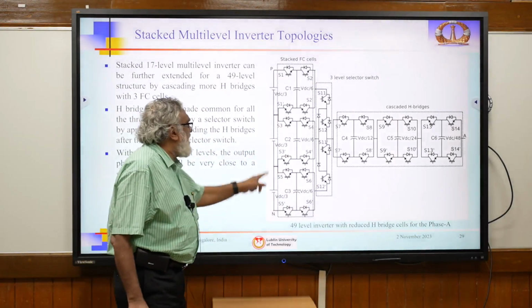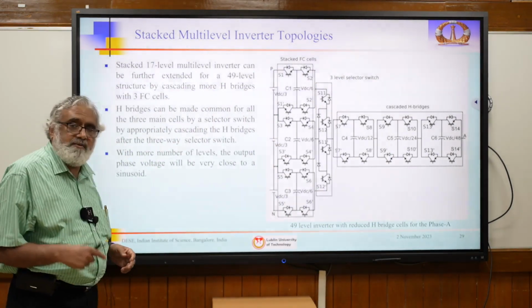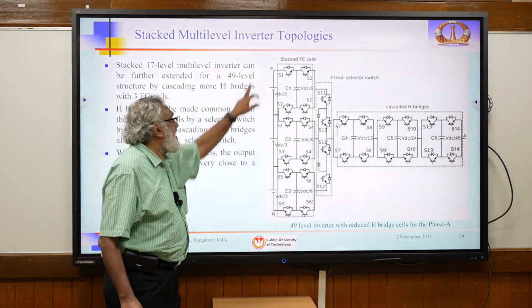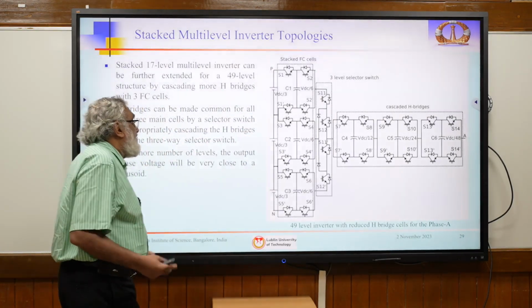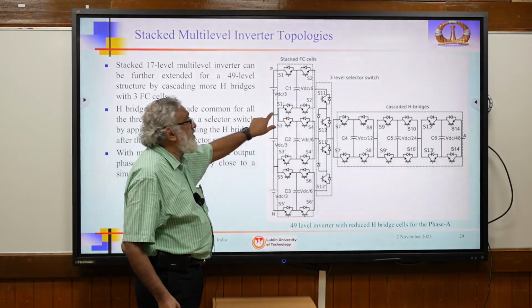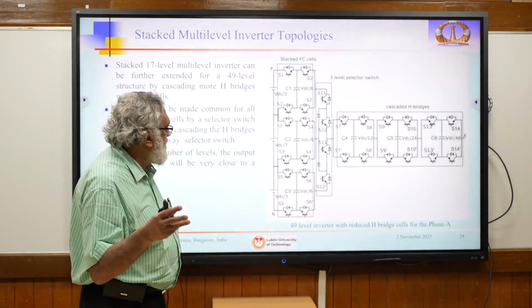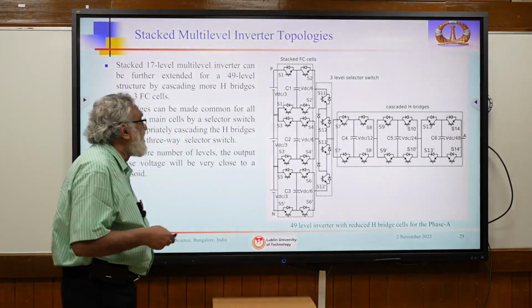Now the question is, we have independent DC link voltages. Can we replace this DC link with a charger capacitor and one DC link? We'll come to that later. Yes, it is possible. For that, we have to control the common coupling point fluctuation. We'll discuss that at a later stage. But this 17 level structure is possible.